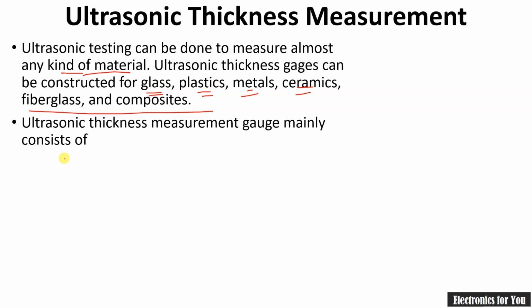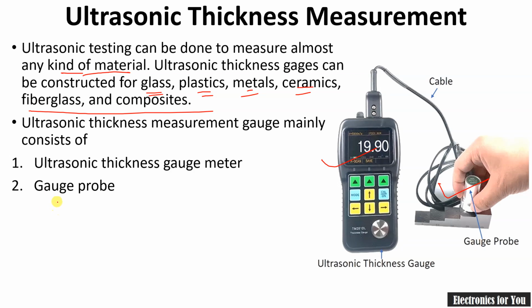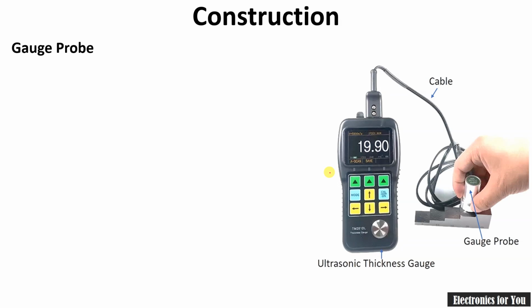An ultrasonic thickness measurement gauge mainly consists of two devices. The first one is the gauge probe, and the other one is the ultrasonic gauge meter. So this is the ultrasonic gauge meter, also known as the ultrasonic thickness gauge, and this is the gauge probe which will produce the ultrasonic frequency here. Let us see them one by one.